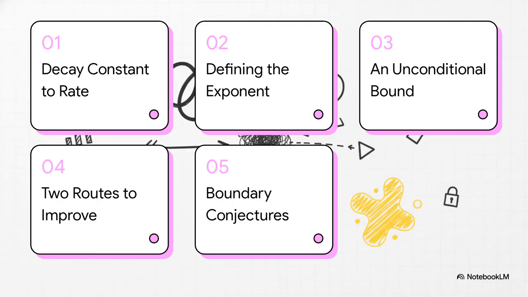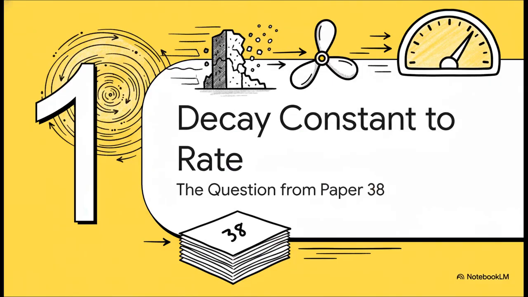So here's our game plan. First, we're going to translate that decay constant into an actual rate. Then, we'll get into the formal definition of the mixing rate exponent itself, right before we unveil the paper's big, unconditional result. After that, we'll explore a couple of potential pathways to make that result even better. And we'll wrap up by framing the key open questions as conjectures about how the system behaves at the edge. Okay, let's dive into that first step.